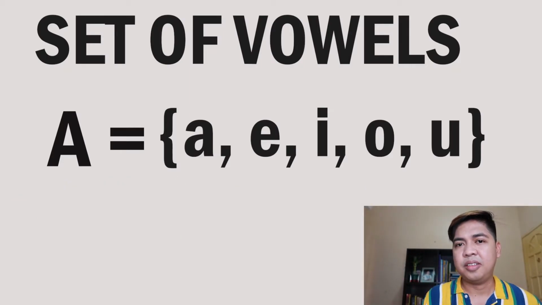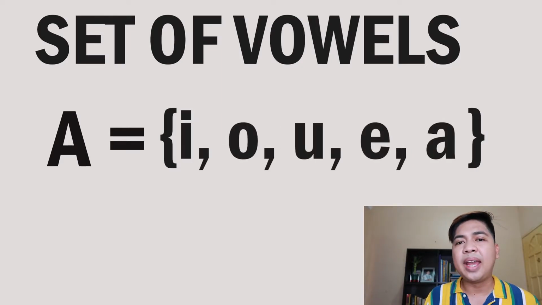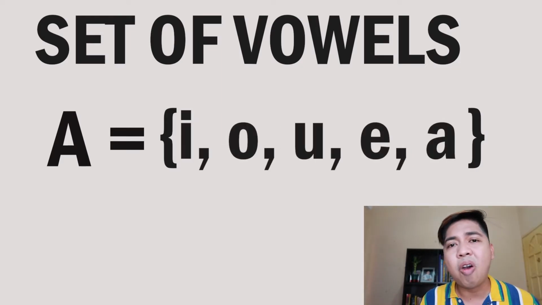Another thing that we should know about sets is that the order in which the elements are written inside the brackets is not important. So the set of vowels can also be written as I, O, U, E, A. Either way, the two sets are the same.